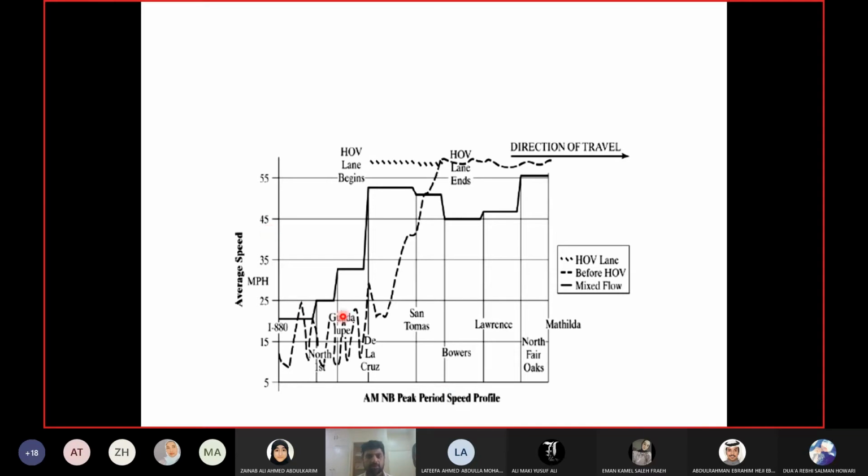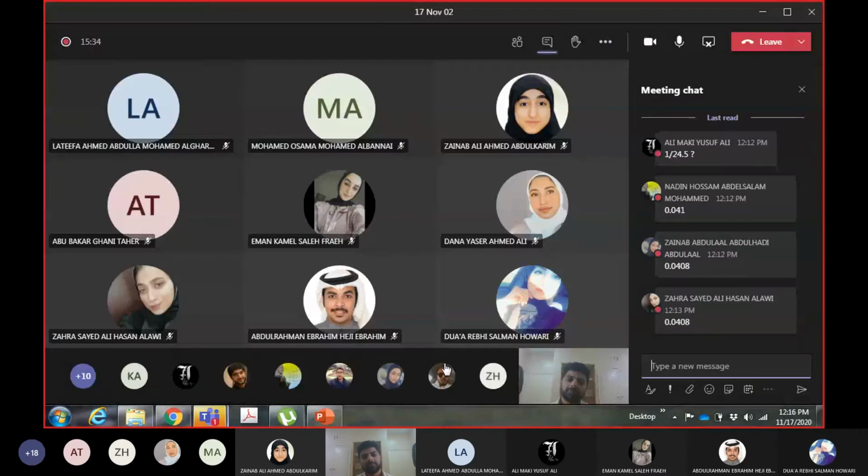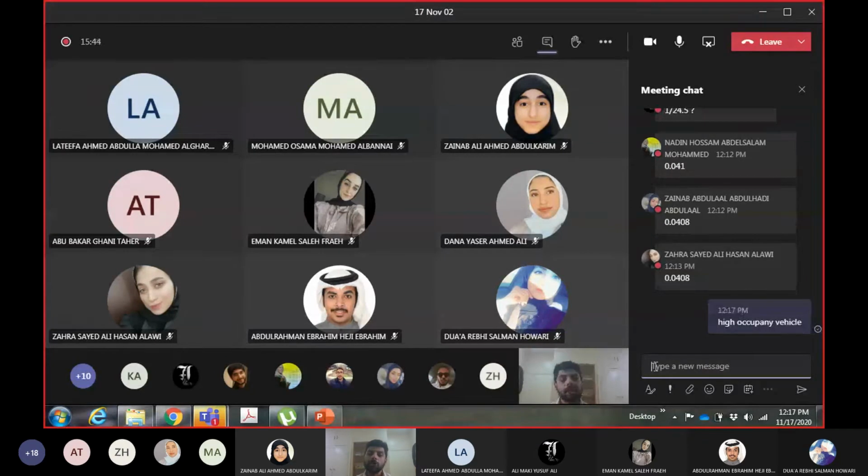Okay. So you see again there are three lines basically. You have this short line, you have this bold line, and you have this knotted line. So this example is for an HOV lane. HOV stands for high occupancy vehicle. So HOV lane means a lane for high occupancy vehicles.